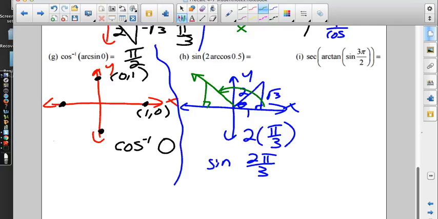What is this little angle right here? 60. We can set up our triangle, and remember, opposite that's going to be the square root of 3. The hypotenuse is going to be 2. So this is going to be a little -1 right here. And then we'll find the sine of it. Opposite over hypotenuse. Square root of 3 over 2.